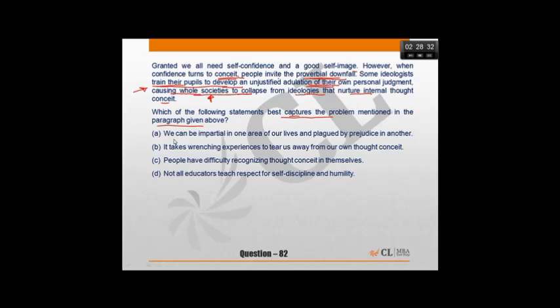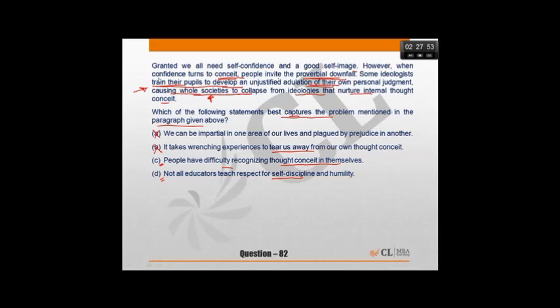Choice A, we can be impartial in one area of our lives and plagued by prejudice in another, is not connected, out of scope. Choice B, it takes wrenching experience to tear away from our own thought. Again, that is not the issue out here. How difficult it is, is not the issue. People have difficulty recognizing thought conceit in themselves. Does not look like the answer. But let me just go through the next one also. Not all educators teach respect for self-discipline and humility.